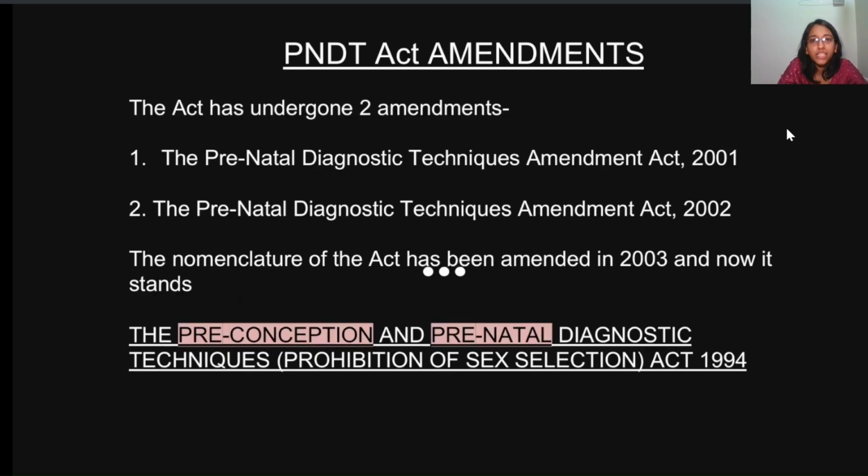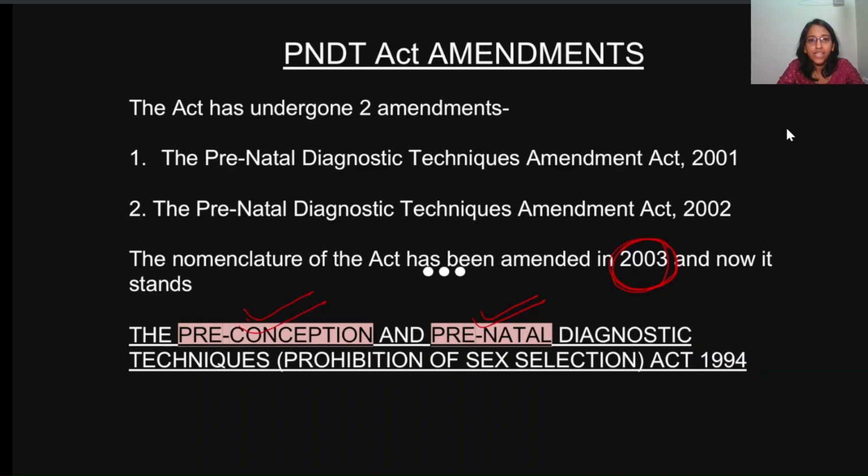I told you that initially it was PNDT and later amendments were done. The first amendment was done in 2001 and the second amendment was done in 2002. The nomenclature of the act, that is the change from PNDT to PCPNDT, was done in 2003, and it stands even till now. So initially it was just prenatal diagnostic test. Now it is preconception and prenatal diagnostic techniques.